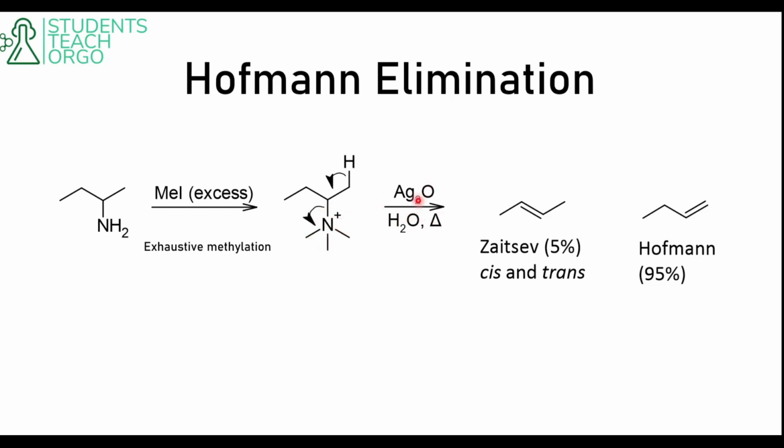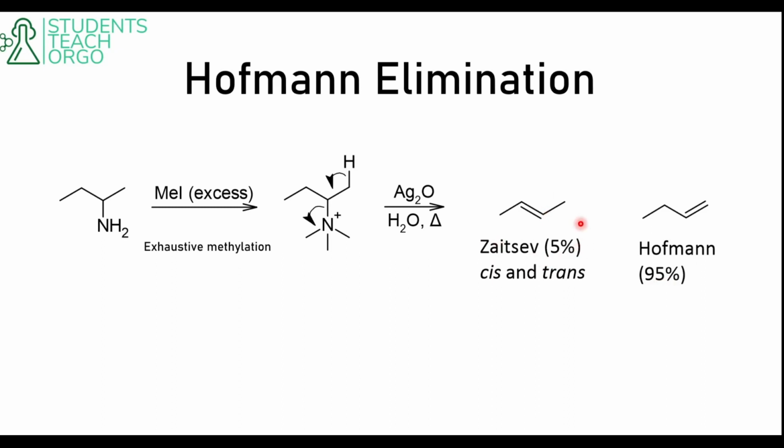This is facilitated by this silver oxide and water and some heat. And what we end up with is two products, but a very large selectivity for the Hofmann product here on the right, where the double bond is between the carbon that was initially bound to the amine nitrogen and the less substituted adjacent carbon. So this is the Hofmann product. This is about 95% favored.